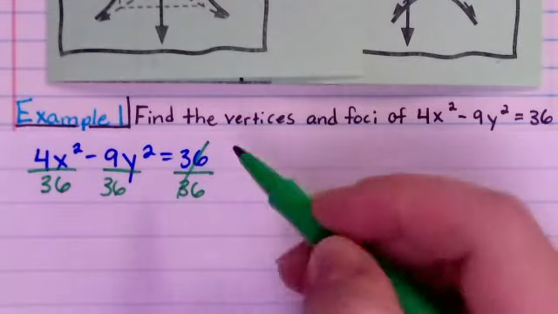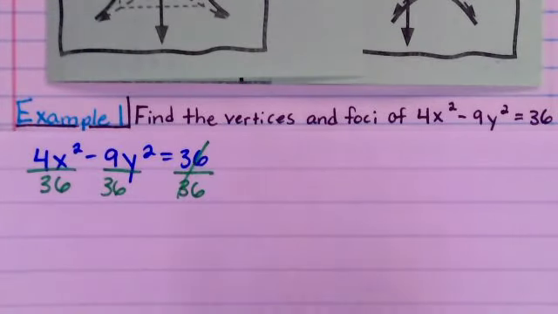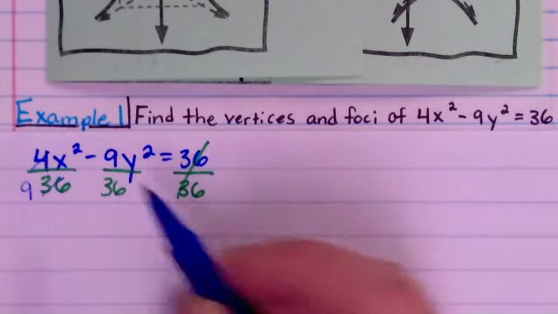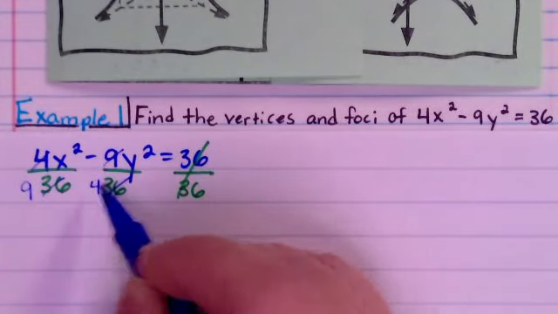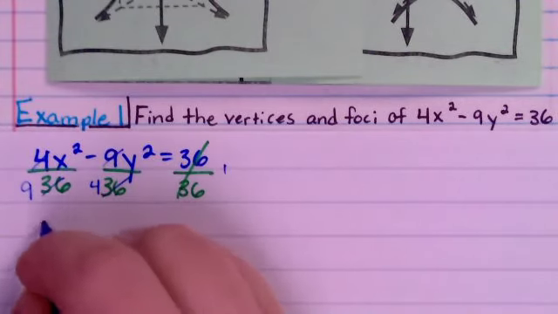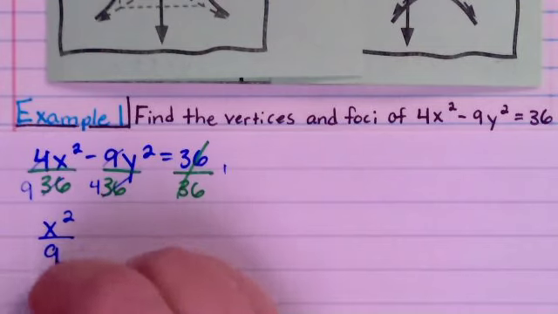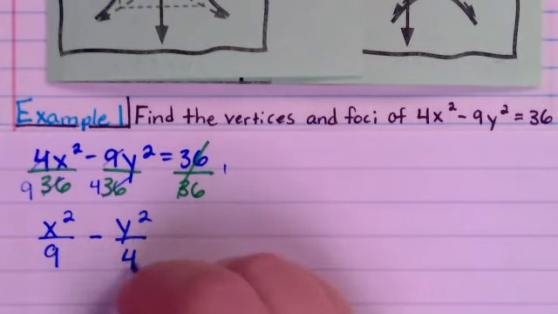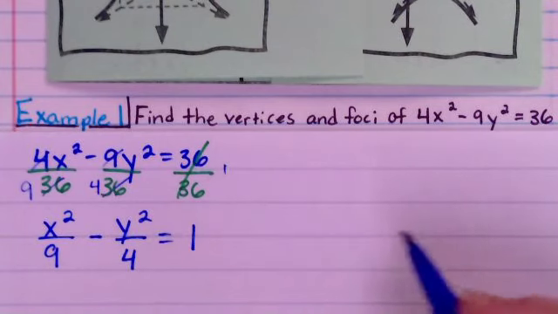Okay, then we can reduce these fractions down. So 4 goes into 36 9 times. 9 goes into 36 4 times, and then we'll just get a 1 out of that. So when I rewrite this, we'll have x squared over 9 minus y squared over 4 equals 1.